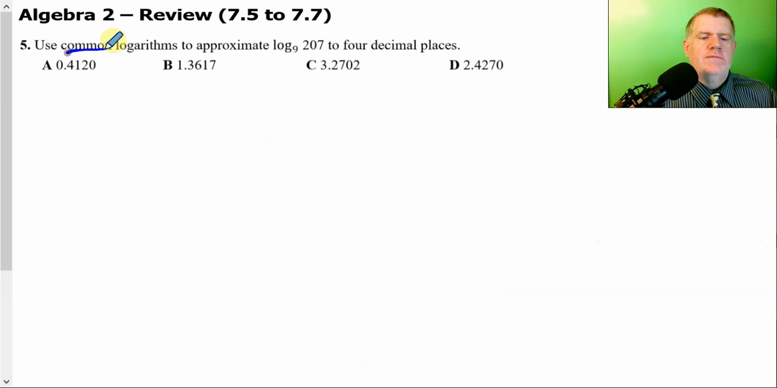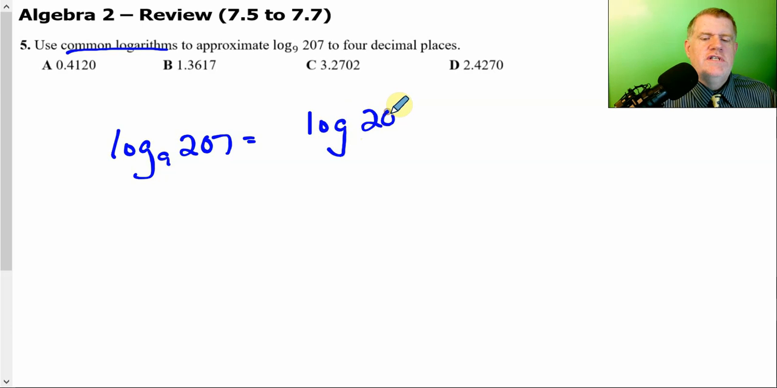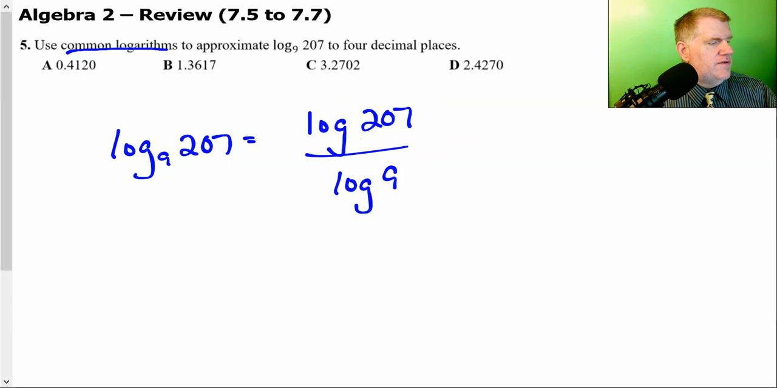Common logarithms. All right, that's log base 10. So remember that little formula that we had. In order to figure this out, we can do log of 207 divided by the log of 9, and that's it. Throw it in the calculator, and when you throw it in your calculator, you get the answer of 2.4270.